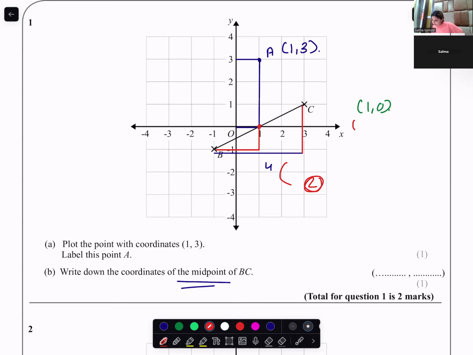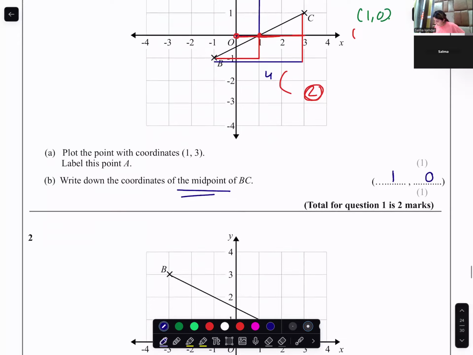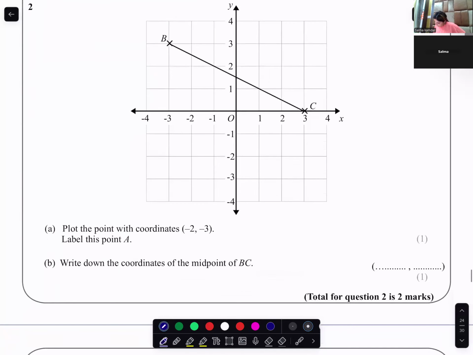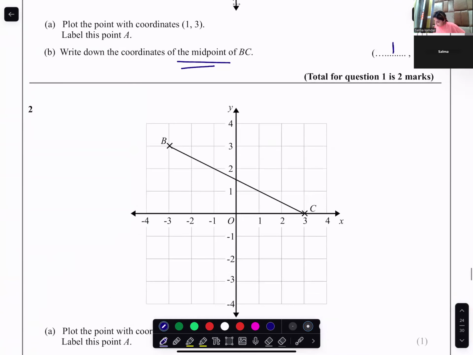What is the coordinate of it? On the x-axis, this is at 1. And on the y-axis, it is at 0. On the x-axis, it is at 1. On the y-axis, it is at 0. So the coordinates are 1, 0. Let's do the next sum.